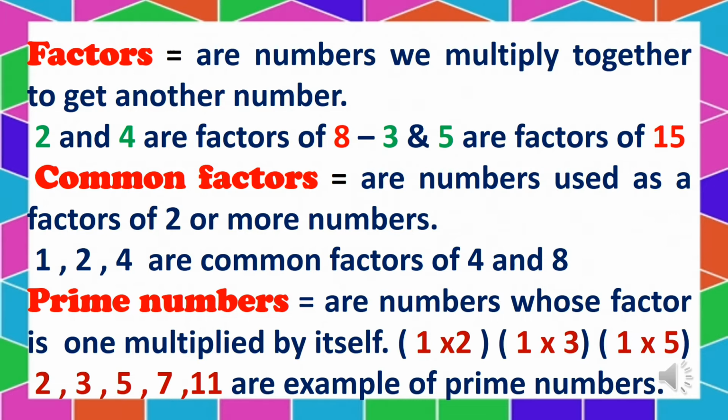Okay. So we have 5. There are no other factors of 5 except 1 times 5. We have 7. 7 has no other factor except 1 times 7. Next one, you have 11. 11 has no other factors except 1 times 11. So these are called prime numbers because they have only 1 multiplied by the number itself.